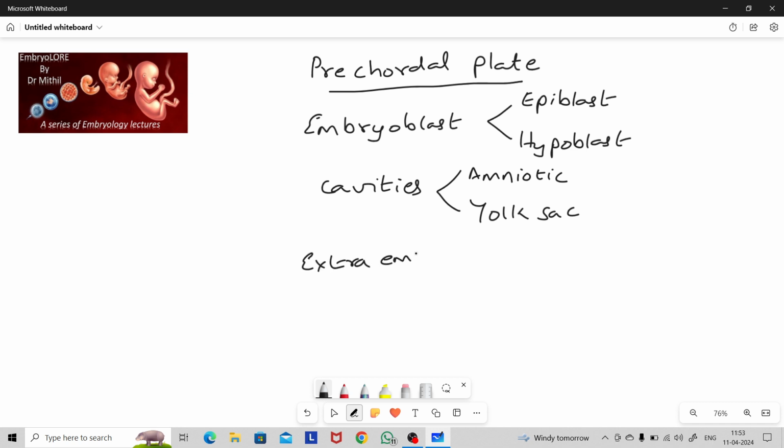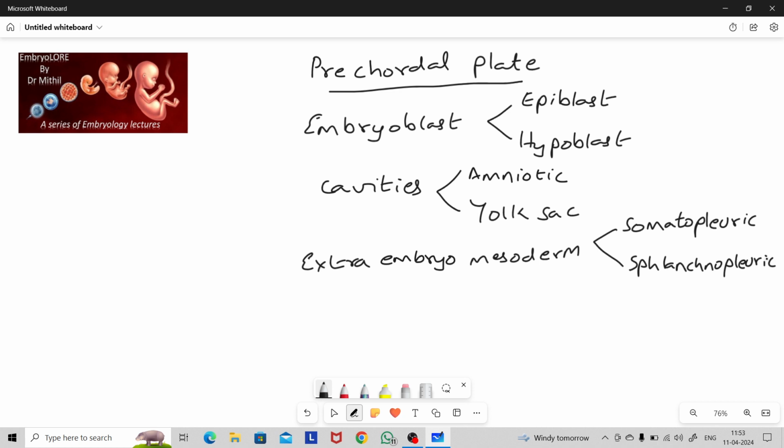The extra embryonic mesoderm is also dividing into two layers, somatopleuric and splanchnopleuric. And then once again the trophoblast is also dividing into two layers, the cytotrophoblast and the syncytiotrophoblast. And then the chorioamniotic membrane, the amnion and chorion.